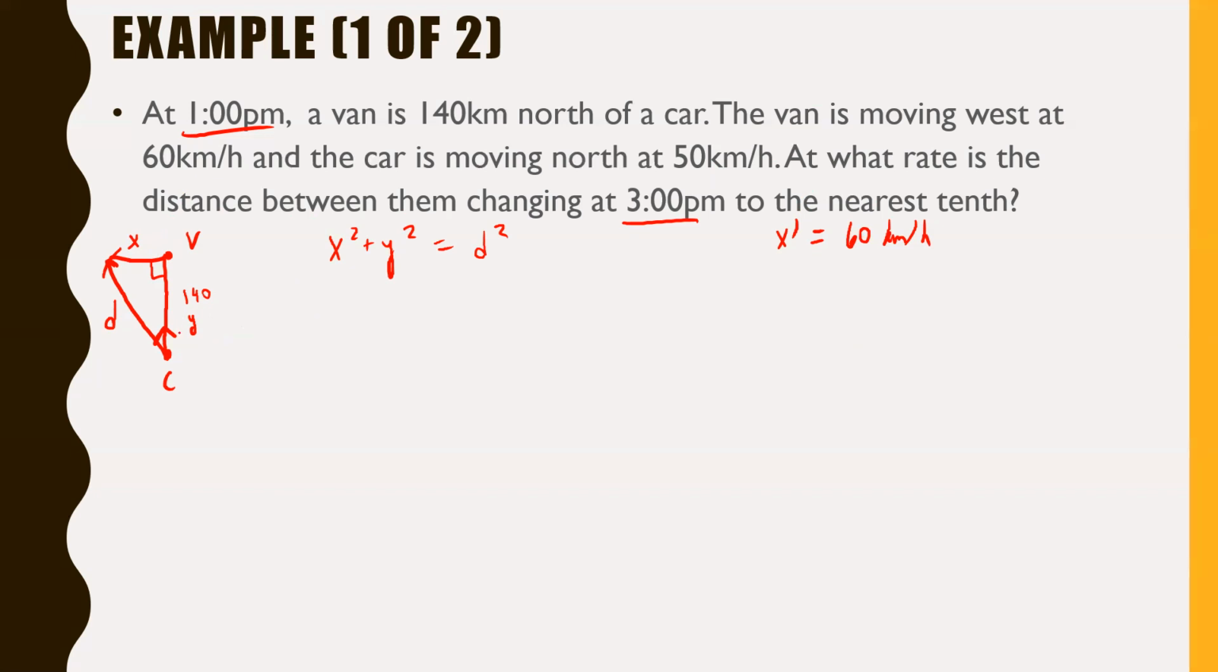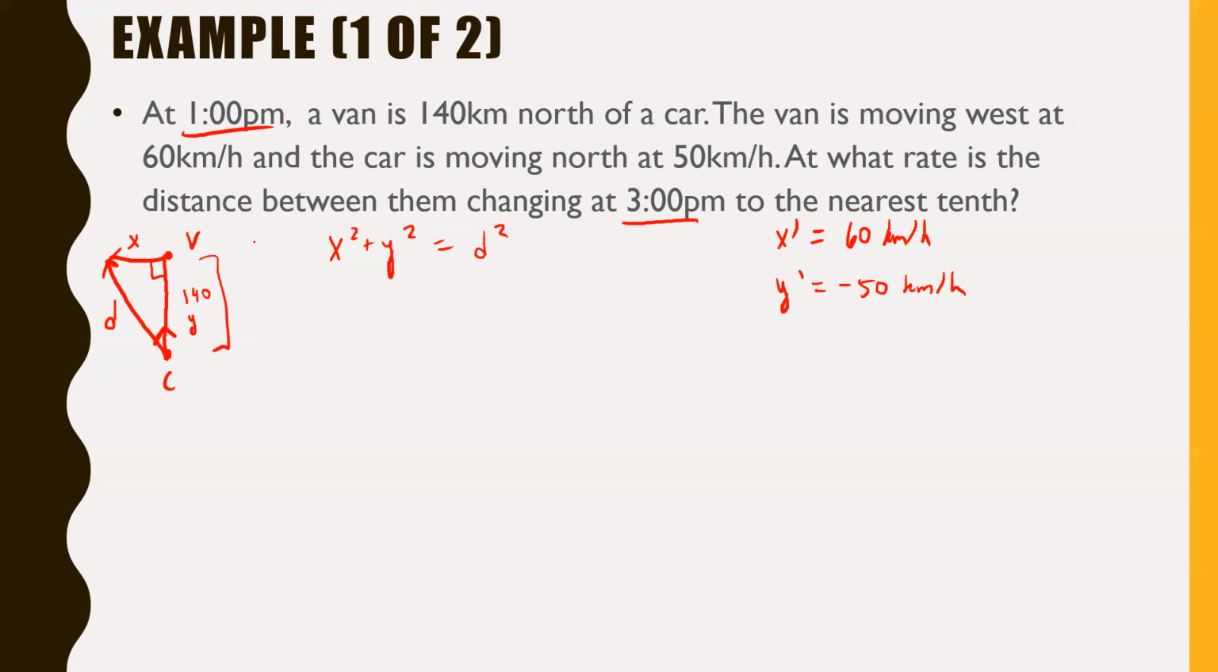But what's kind of weird here is because initially they were 140 kilometers apart, north to south, y prime, or in other words, the car is moving north at 50 kilometers an hour, is closing this distance. So it's not going to be a positive changing value here. It's shrinking that distance. So it's going to actually be negative 50 kilometers per hour. If it was positive 50 kilometers an hour, that would tell you that the cars are getting further apart. That distance would be growing. But this distance right here is actually shrinking by 50 kilometers per hour.